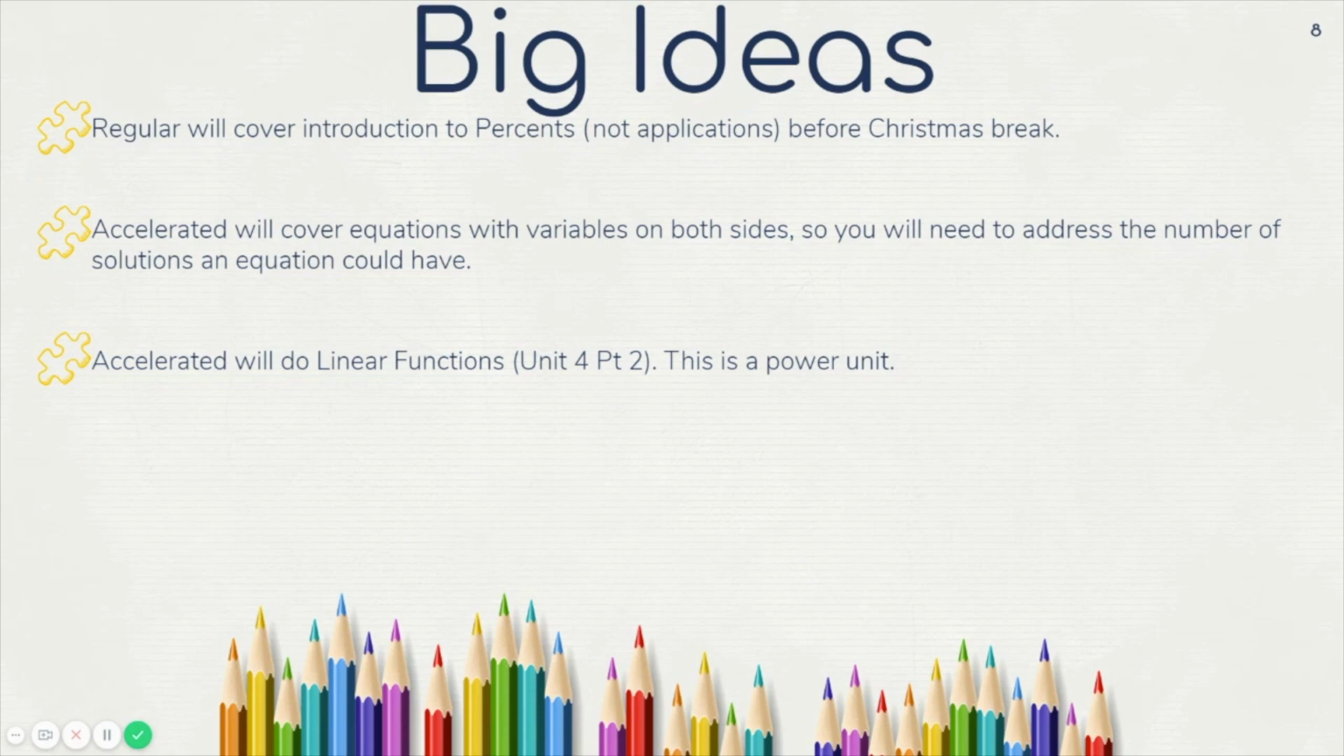Accelerated is going to make sure that you look at equations with variables on both sides to make sure you're addressing the number of solutions an equation could have. And Accelerated will have that Part 2 unit for Unit 4.